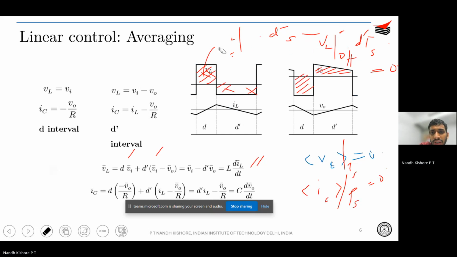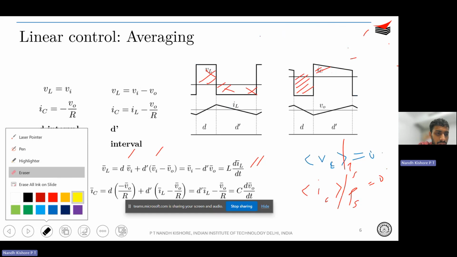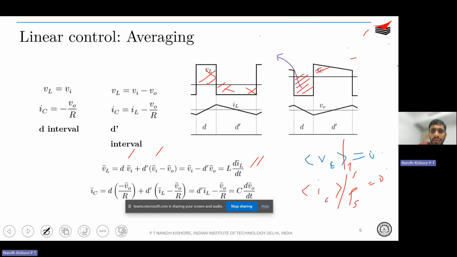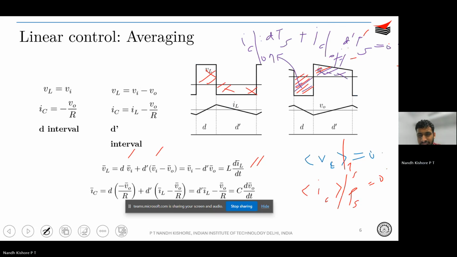That is, you have IC on into DTs plus IC off into D'Ts, right, is equal to 0. That is, this area and this area kind of balance out, or they cancel out. Correct? So the idea is that, so what is IC on?